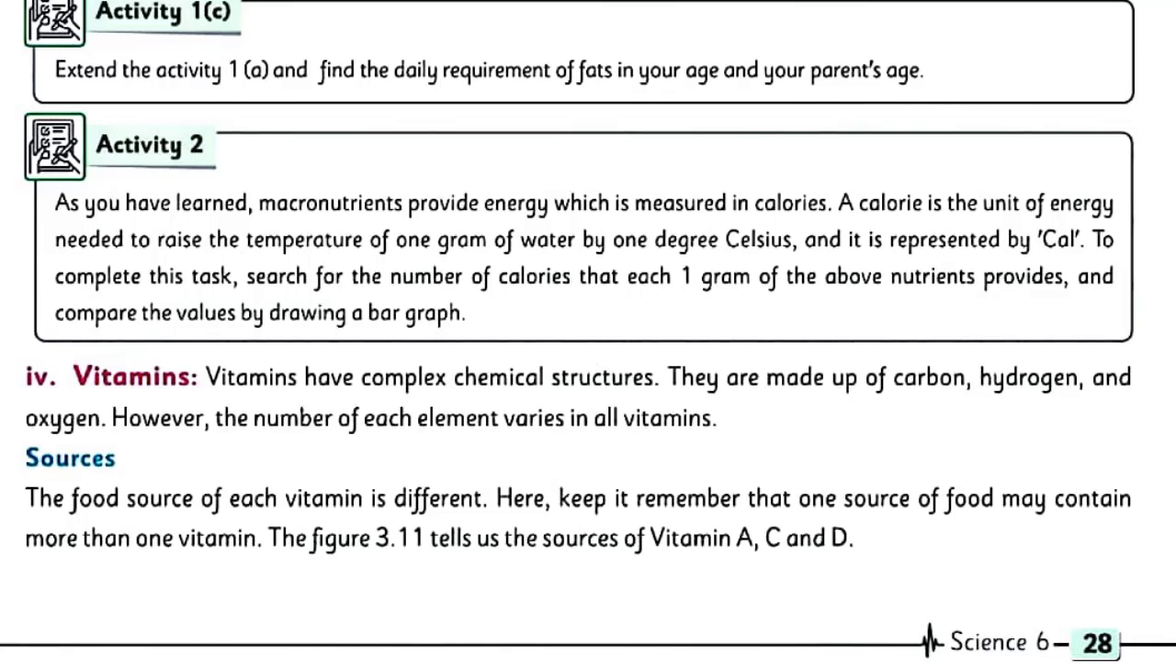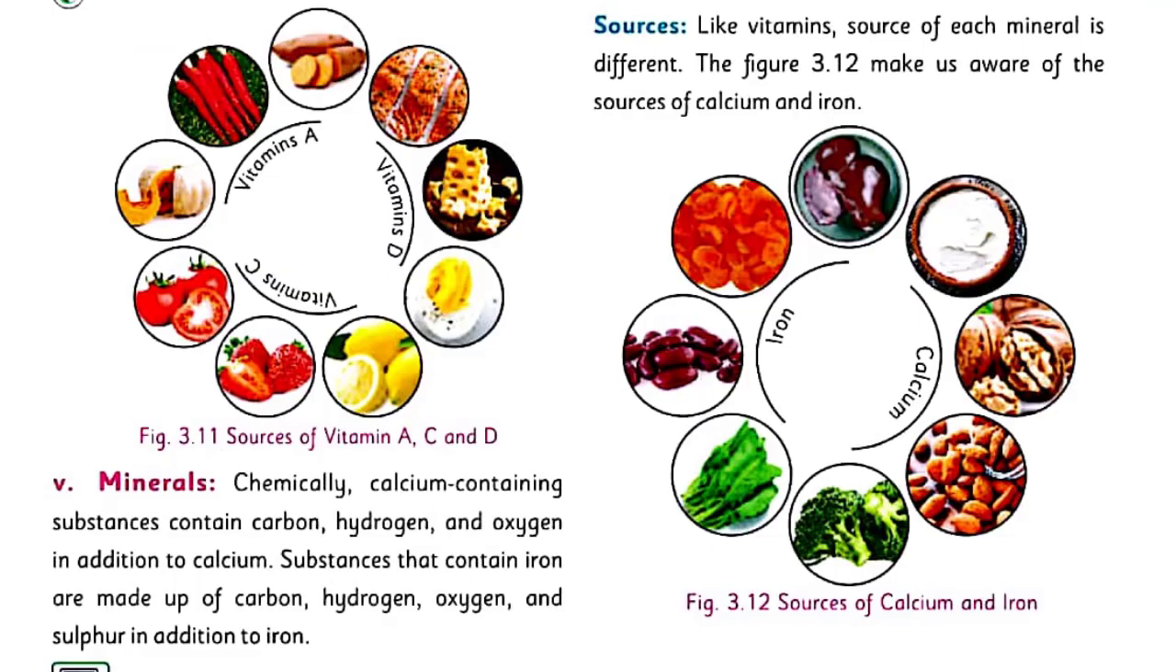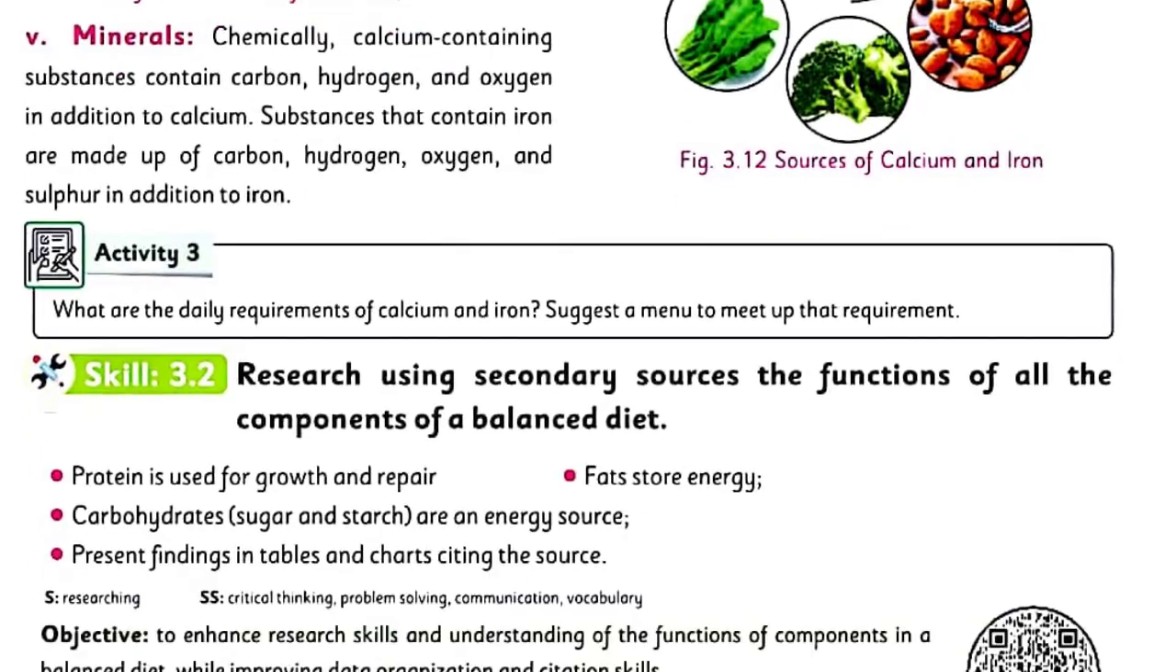Figure 3.11 tells us the sources of vitamins A, C, and D. 5. Minerals. Chemically, calcium-containing substances contain carbon, hydrogen, and oxygen in addition to calcium. Substances that contain iron are made up of carbon, hydrogen, oxygen, and sulfur in addition to iron.